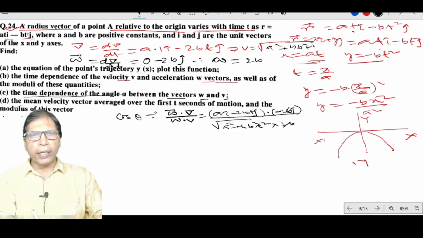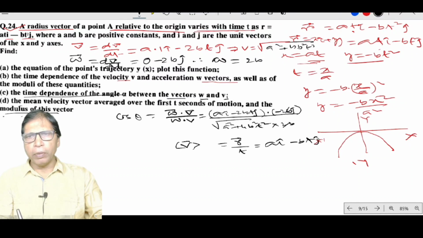The mean velocity vector averaged over the first t seconds of motion and the modulus of this vector. So the mean velocity is r vector by t. So a i cap minus b t j cap is the mean velocity. So the magnitude of this mean velocity is root of a square plus b square t square.